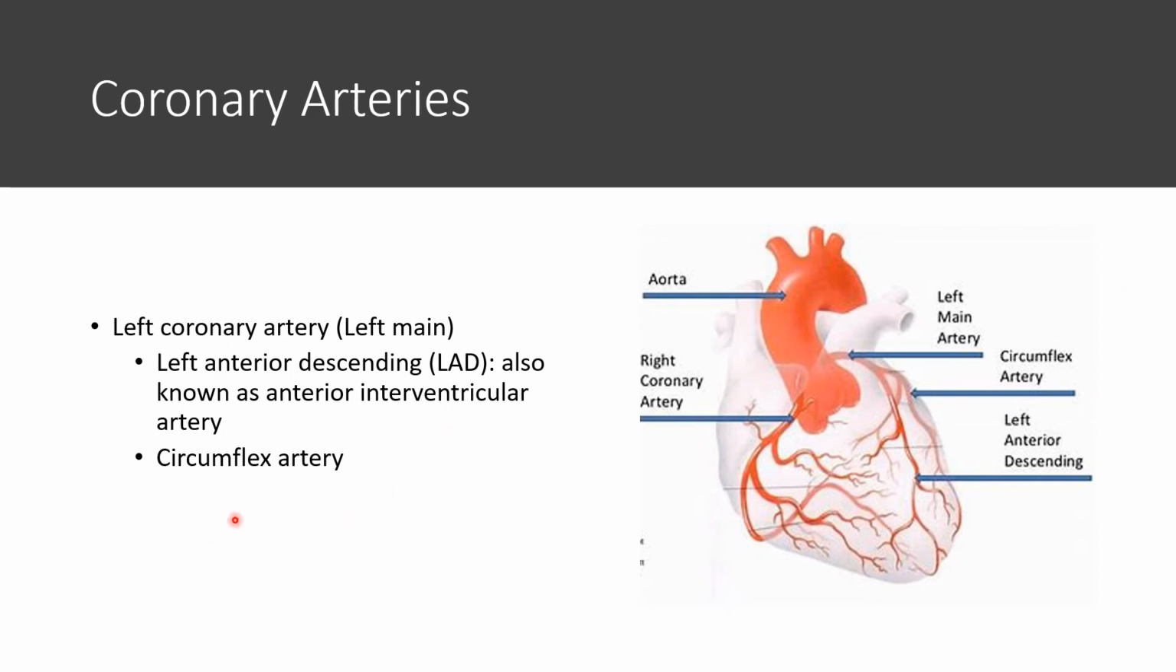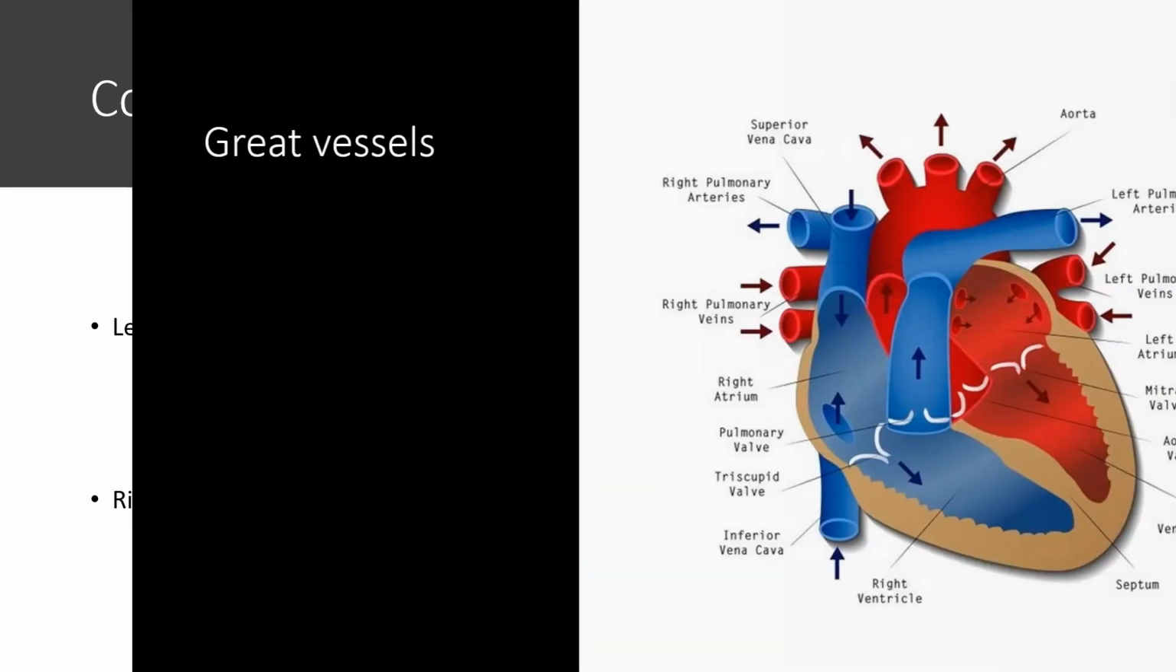And you have the circumflex artery. So you have your LAD, your left anterior descending, and your circumflex. And then you have the right coronary artery. The reason I say these are clinically important is because whenever we develop atherosclerosis of the coronary arteries, these are some of the arteries that can be affected, and these are the arteries that can be fixed, either by an interventional cardiologist or a cardiac surgeon.